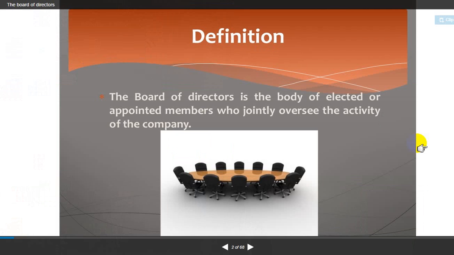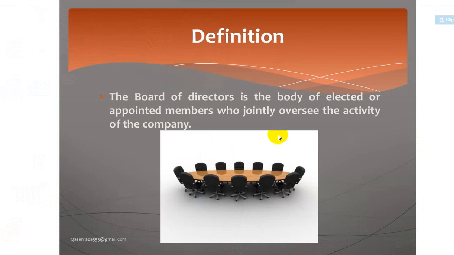We can say that we have the big definition of the board of directors. The board of directors is the body of elected or appointed members who jointly oversee the activities of the company. Definitely, the board of directors are overseeing the activities of the company, and they are appointed or elected by other members just to oversee the company's work or activities.